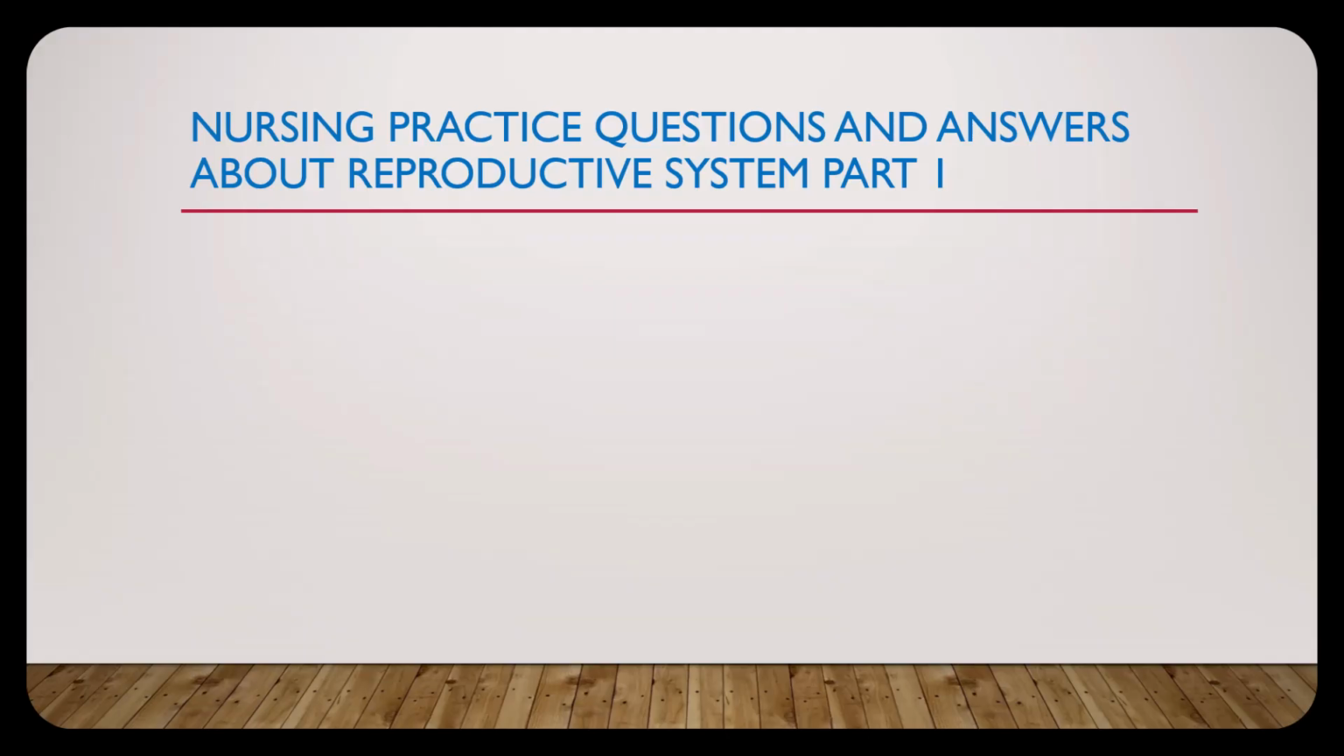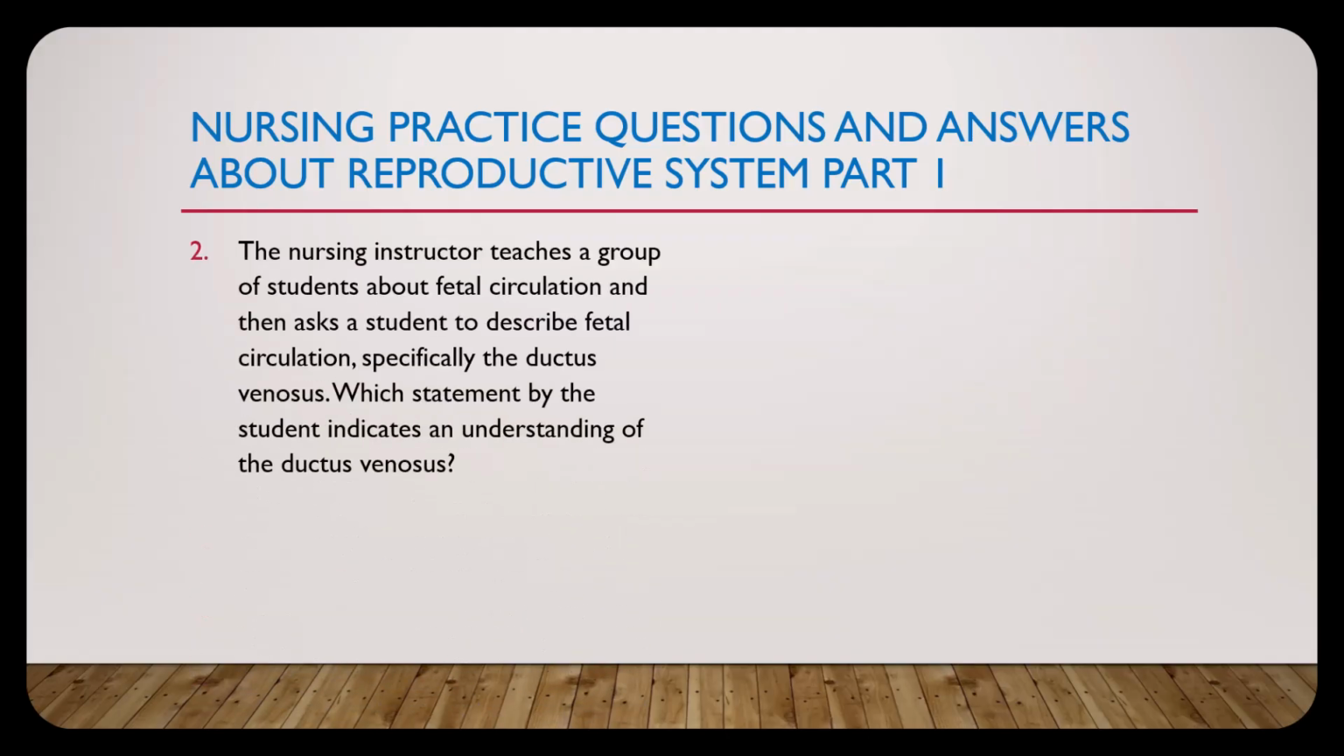Now let's move to the second question. The nursing instructor teaches a group of students about fetal circulation and then asks a student to describe fetal circulation, specifically the ductus venosus. Which statement by the student indicates an understanding of the ductus venosus? So these are the options.